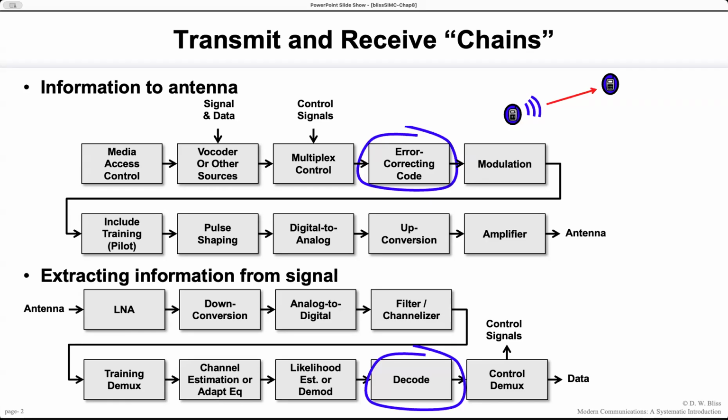On the receive side, it's sort of going through the same process in some sense, but backwards. And the last thing we do is we decode the signal. By decoding, we try to correct for errors that might have been introduced by the channel.